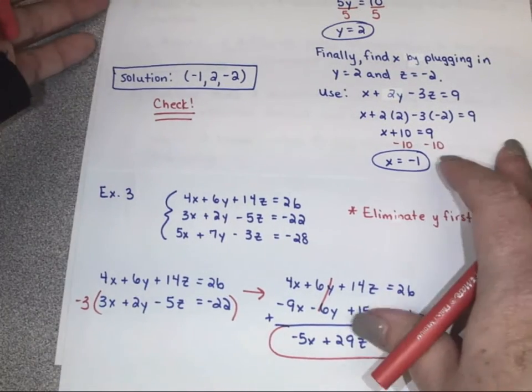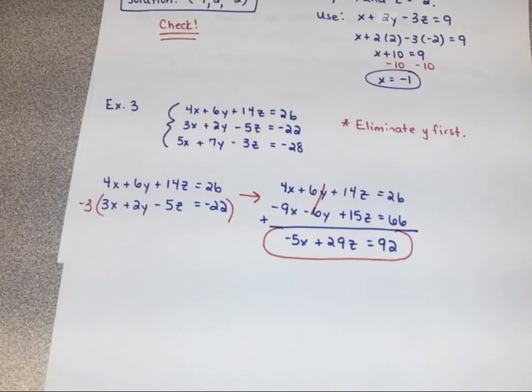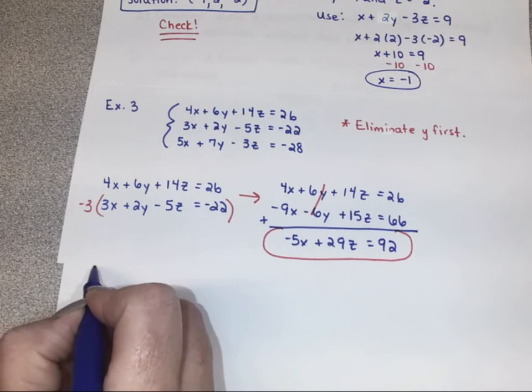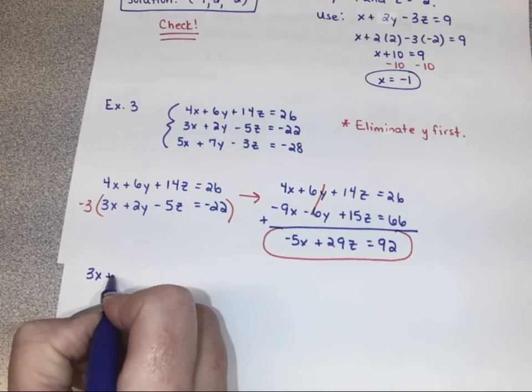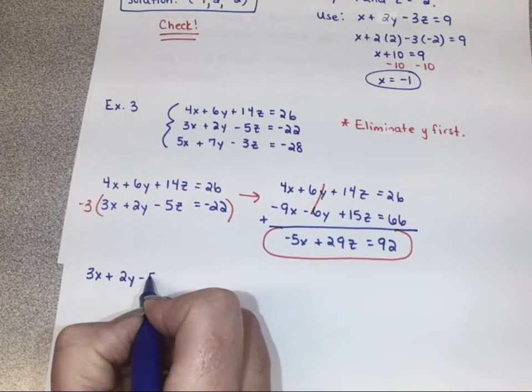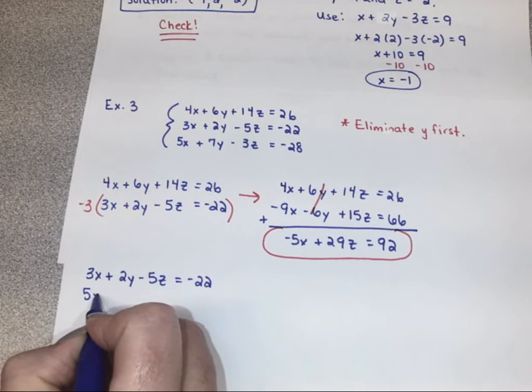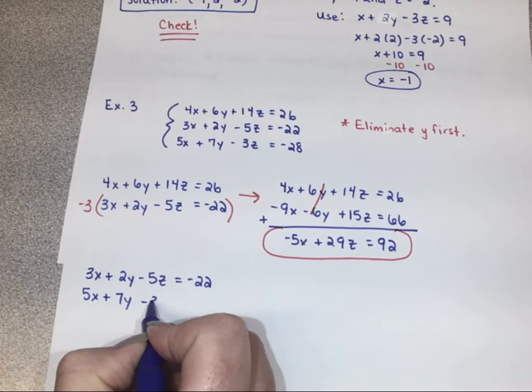Okay. But I need something to pair with that. I can't just look at that by itself. So this is when you combine another pair. Remember, the rule is combine 2 pairs of the 3 variable equations and get rid of the same variable each time. So I'm going to pair the second and third equations this time.